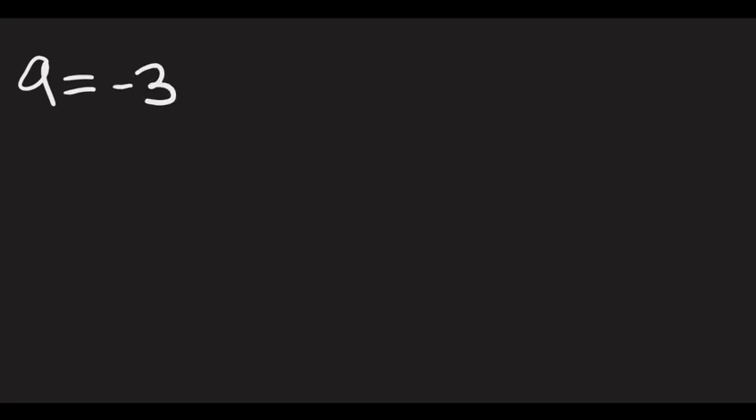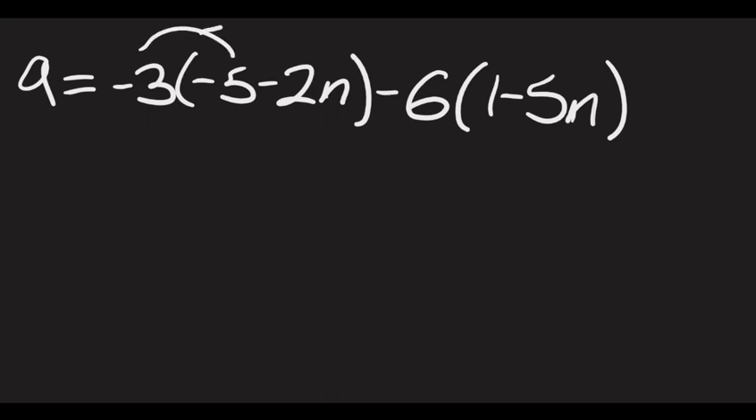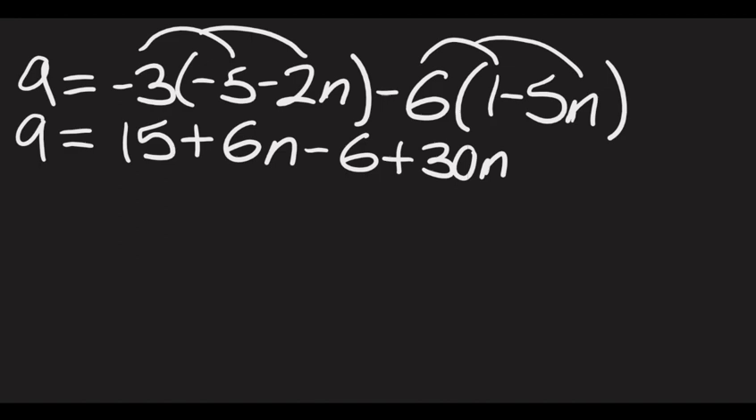The next question is 9 equals negative 3 times (negative 5 minus 2n) minus 6 times (1 minus 5n). The first step is to distribute the numbers on the outside of the parentheses. Next, we'll have 9 equals 15 plus 6n minus 6 plus 30n.